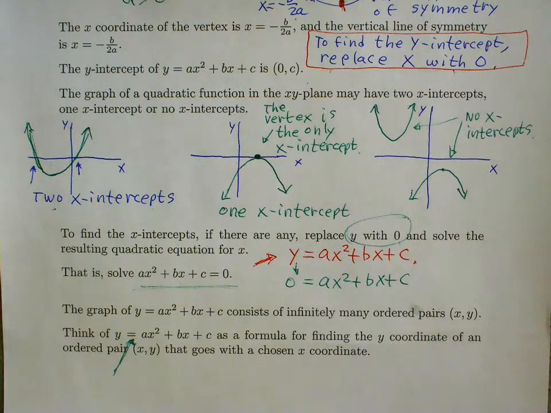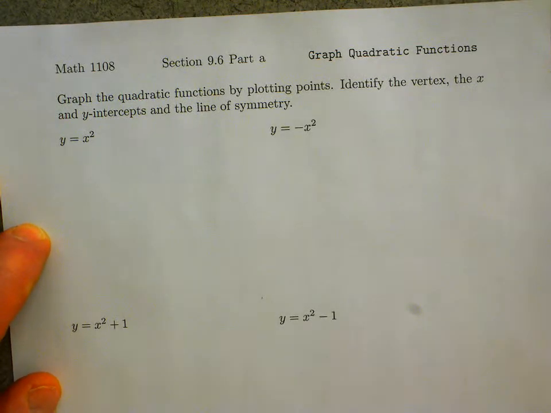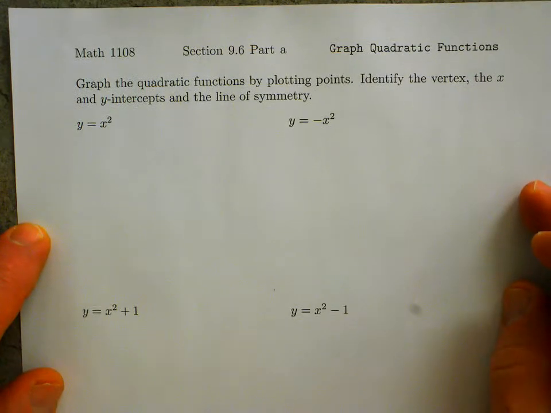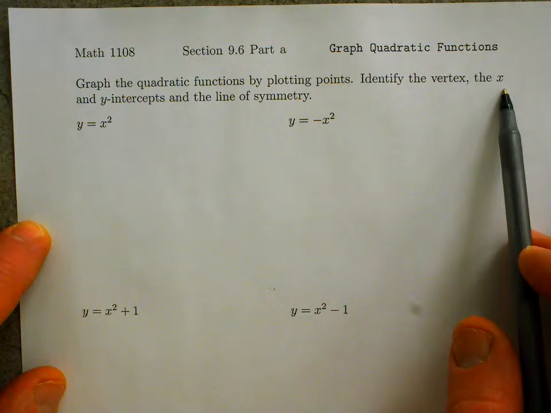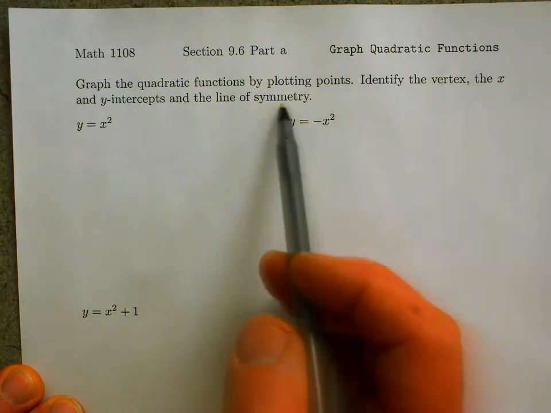Okay, we'll start looking at graphing some quadratic functions by plotting points. So we'll identify the vertex, the X and Y intercepts, and the line of symmetry.